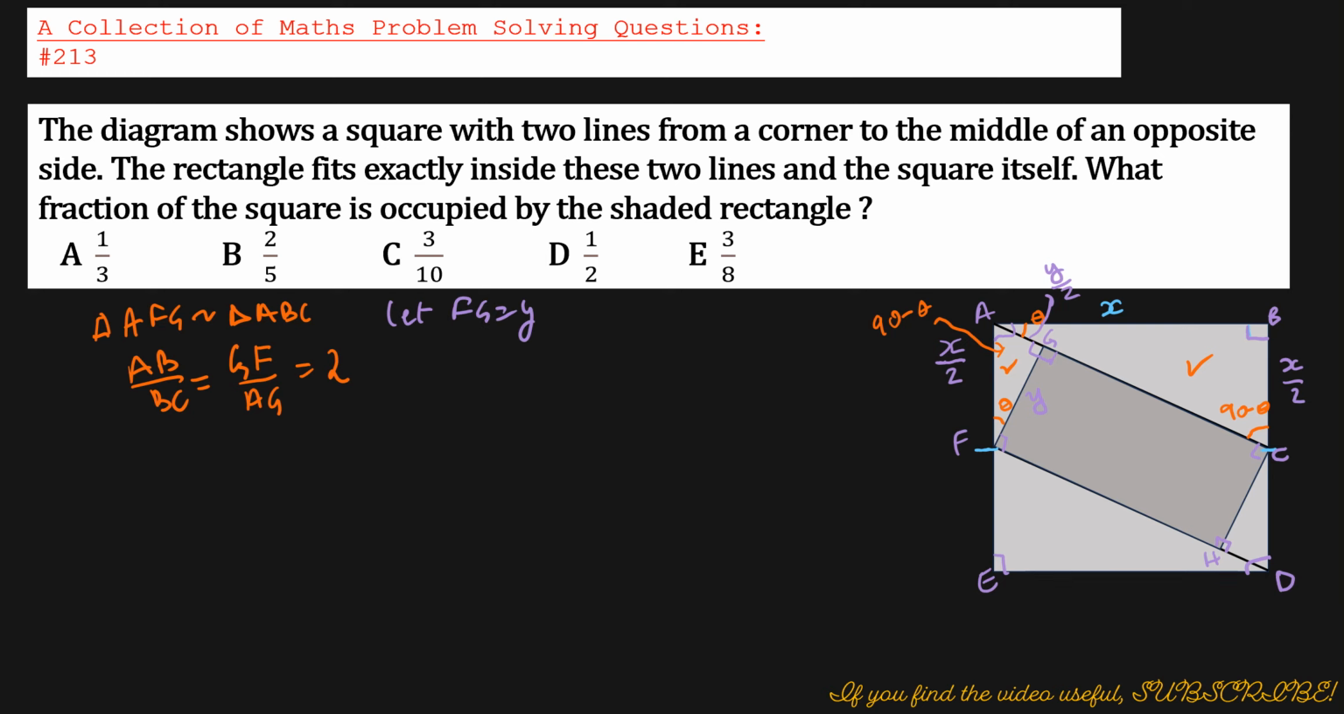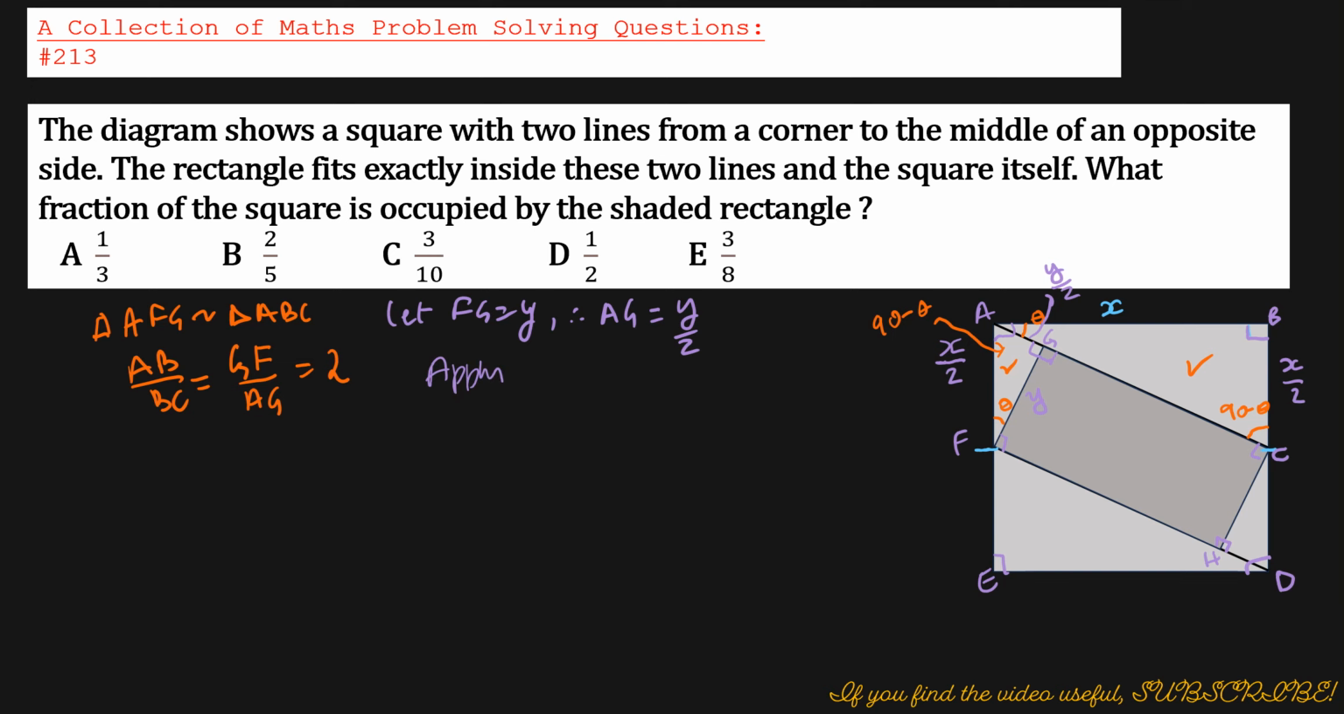So what it will do is it will help us express the sides of the triangle in terms of the sides of the square. That's what we want to do because we want to work out the fraction. So we want FG equals y and AG, therefore AG would be y out of 2 because sides are proportional. So that's x out of 2, that's y out of 2. Okay, so now we can say applying Pythagoras' theorem to triangle AGF.